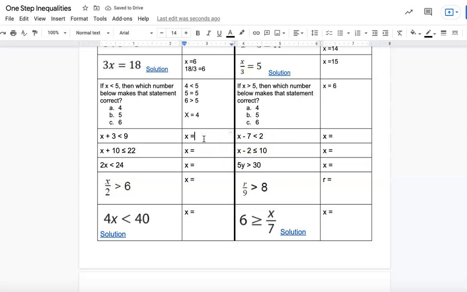And these one-step inequalities here, we're going to solve them exactly how we would solve an equation, and I will fix all of this in the document so it won't be equals anymore because it's actually not equal to that number.